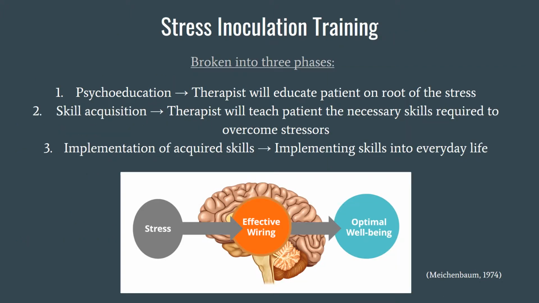Stress inoculation training was the first type of cognitive behavioral therapy that was designed specifically for patients with PTSD. This therapy is broken into three phases. Psychoeducation is where the therapist will educate the patient on the root of their stress. The patient will identify where the stress is coming from and why it is occurring. In this phase, they will also target each of the individual channels of fear. These channels include emotional, behavioral, physical, and cognitive channels.